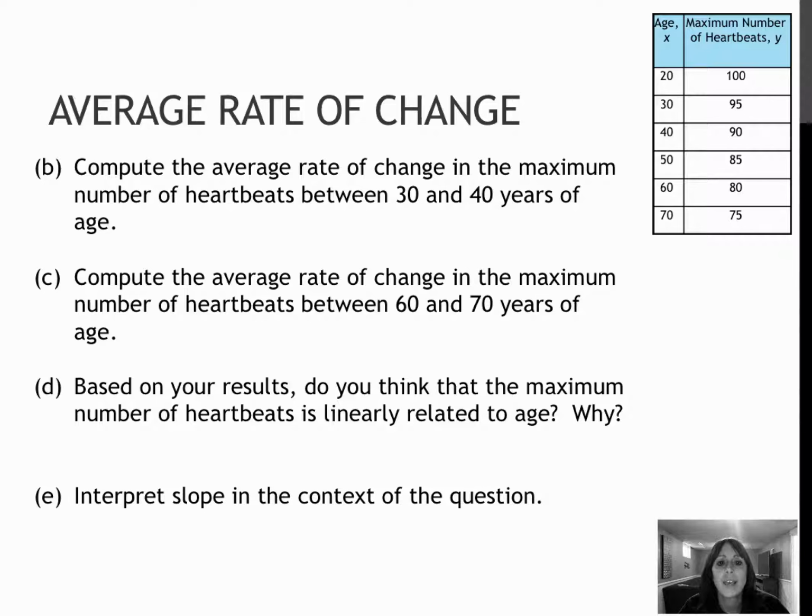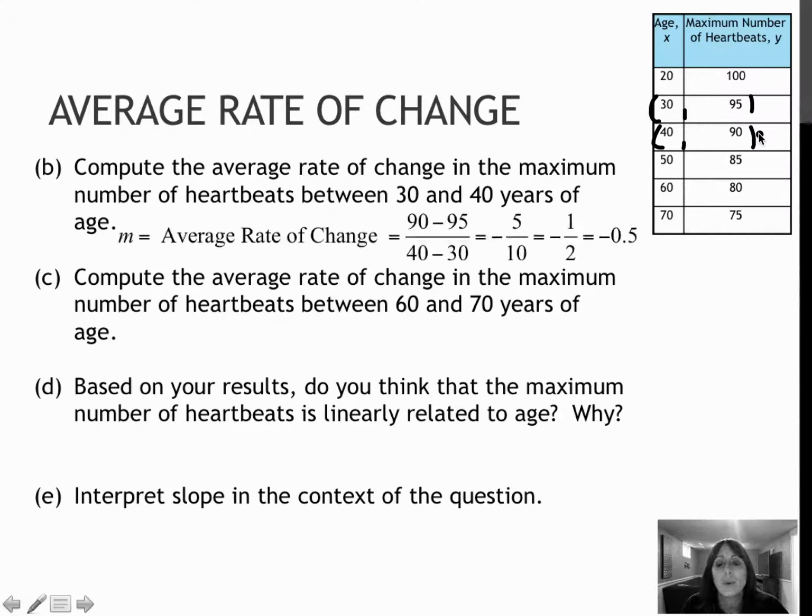And this question asks us to compute the average rate of change in the maximum number of heartbeats between 30 and 40 years of age. So on my table, I'm looking at this ordered pair and this ordered pair. Now I'm going to do this just like normal. I'm going to use my slope formula, which is second y minus first y over second x minus first x. And notice I get an average rate of change of -1/2 or -0.5. So quite often when we're dealing with rate of change, we turn them into decimals.